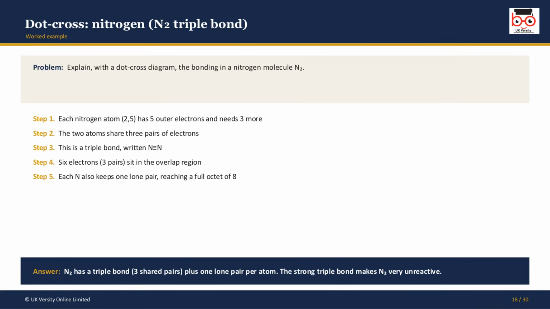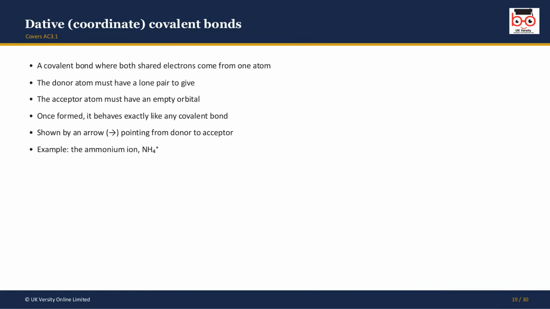That very strong triple bond is exactly why nitrogen gas is so remarkably unreactive. There's a special kind of covalent bond worth knowing, the dative or coordinate bond. It's a covalent bond where both of the shared electrons come from just one of the atoms. For that, the donor atom needs a lone pair to give, and the acceptor atom needs an empty orbital to receive it. Once it's formed, it behaves exactly like any other covalent bond.